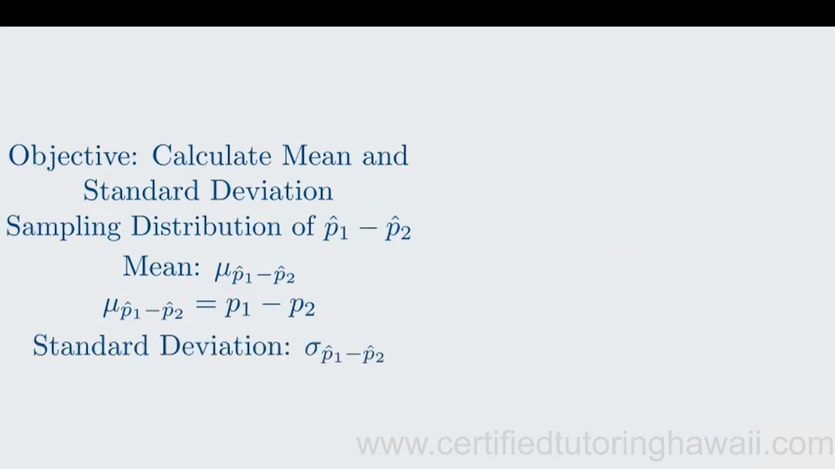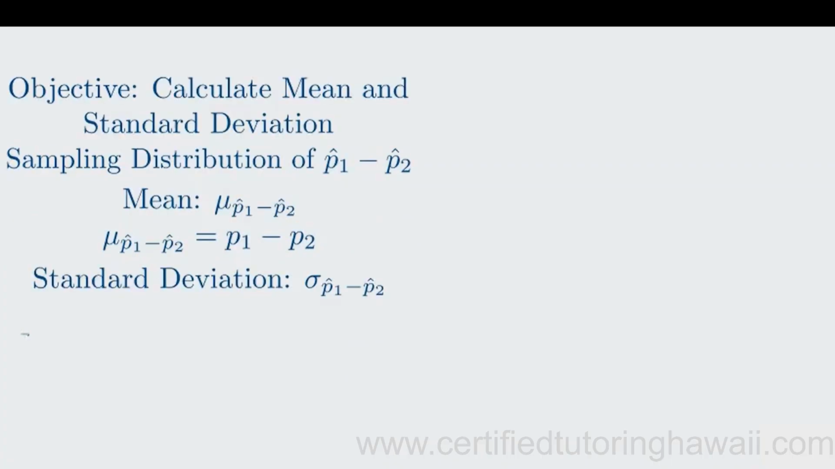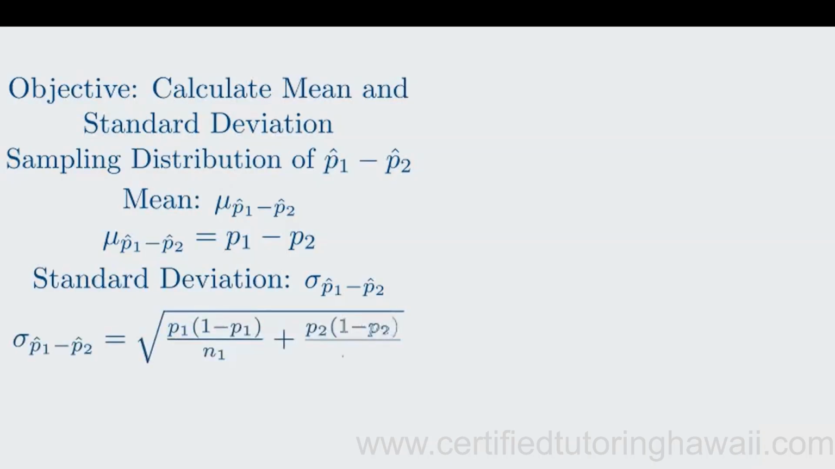Now, for the spread. The standard deviation formula looks a bit more complex, but it follows the rules of combining variances. To find the standard deviation, we take the square root of the sum of the variances of each individual sample proportion. Remember that the variance of a single sample proportion is P times 1 minus P, divided by N. Since we are dealing with independent populations, we add those variances together and then take the square root. Notice that even though we are subtracting the proportions to find the mean, we add the variances. This is because combining two random variables always increases the total variability.